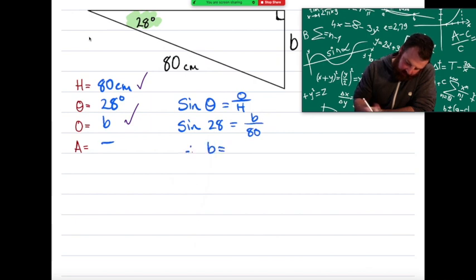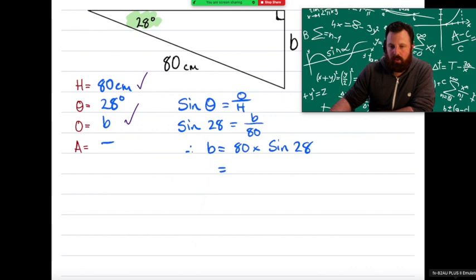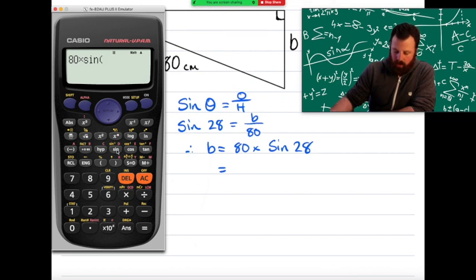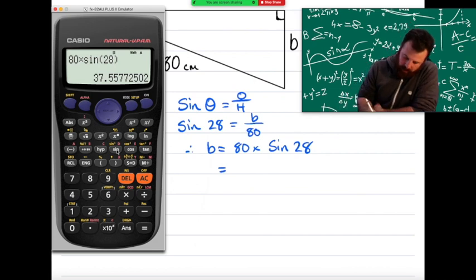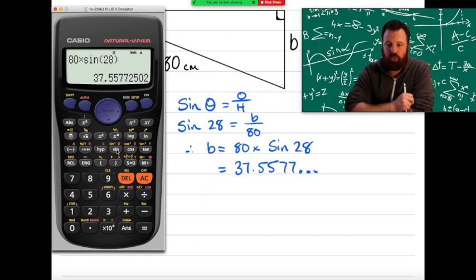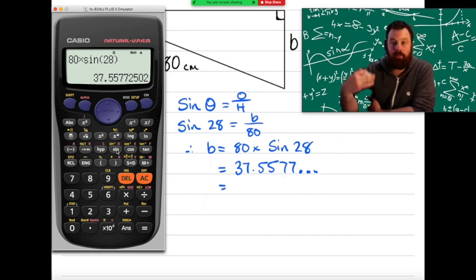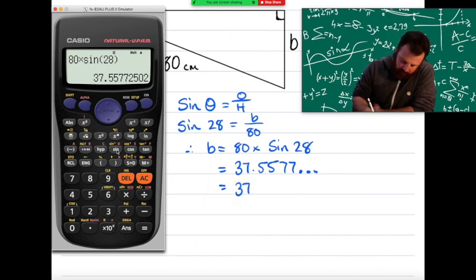Therefore, B is equal to, remember, 80 comes over and multiplies: 80 times sine of 28. Grab out our calculator, clear that and go 80 times sine of 28, close our bracket, and we get 37.5577 and so on. Remember the question asked us to round to 2 decimal places. So to 2 decimal places, that's 7, and it makes the 5 round up. So we get 37.56 centimeters.